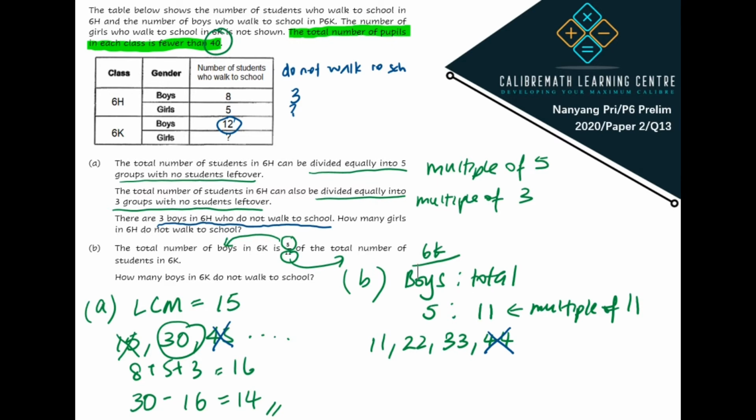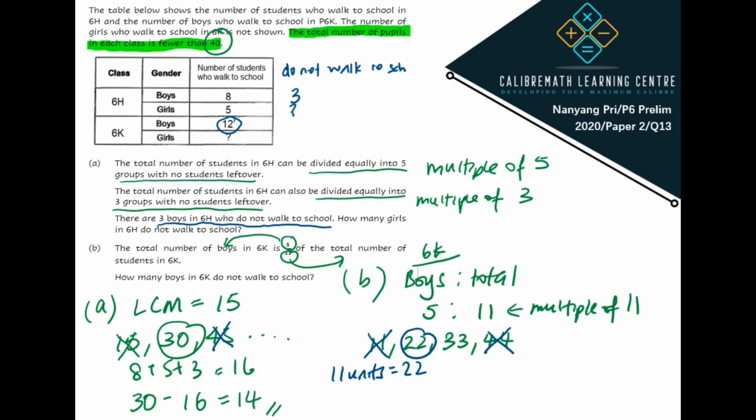So that will mean that 11 is not possible because 11 is actually lesser than the number of boys who walk to school. So now we have 2 possibilities left, which are 22 and 33. So what we can do now is we can try to solve that, and then we can see which answer works. For 11 units is 22.